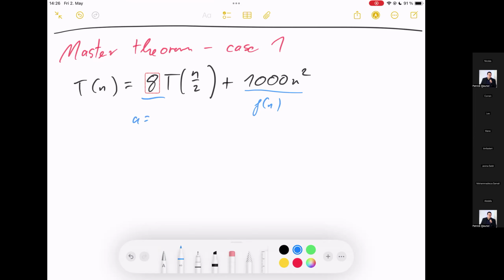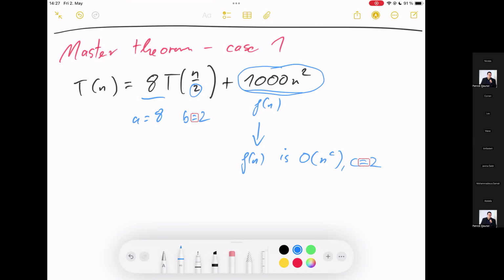So A is 2, A is 8, and B is 2. So, and our f of n is this 1000 n squared. So we say f of n is O of n to the power of c, where c is 2, because f of n is this term here, 1000 n squared. So it's O of n squared, so n to the power of c is 2.